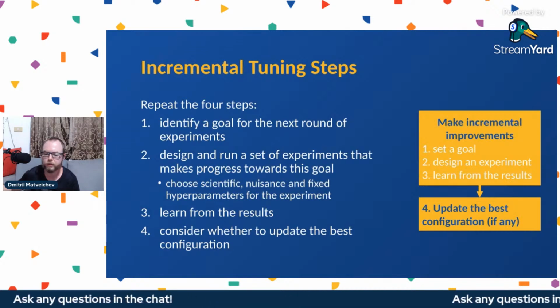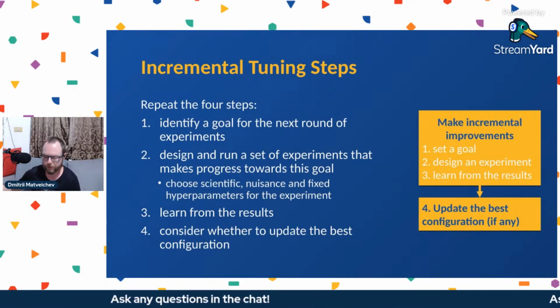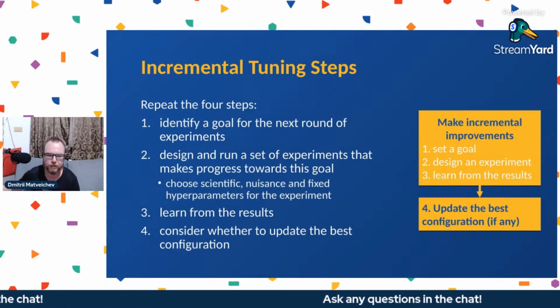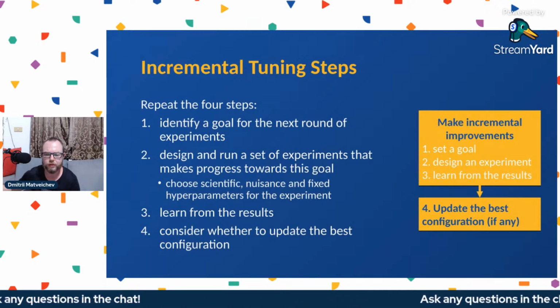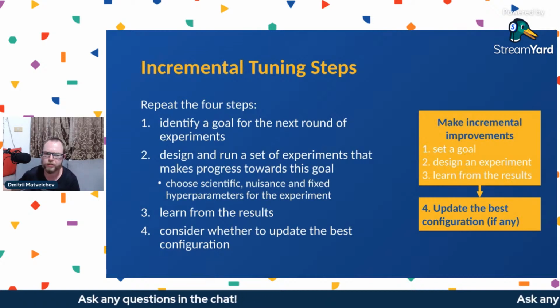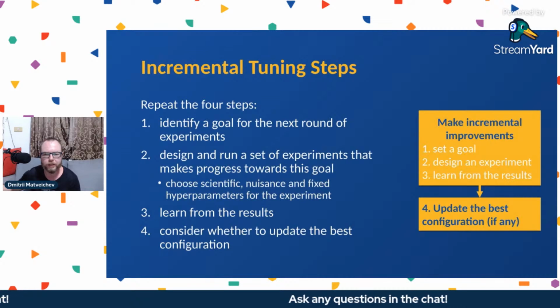Yeah. So incremental steps in this tuning strategy are going to be, first, you need to identify a goal for the next round of experiments, such as I listed before. Second, you need to design and run a set of experiments that will progress you towards this goal, and you need to choose scientific, nuisance, and fixed hyperparameters for the experiment somehow. I will talk a little bit more about this part because when you are just starting, it's very hard to understand whether it is a scientific parameter, a nuisance, or a fixed one. A couple of slides later, I will give you some ideas about this.